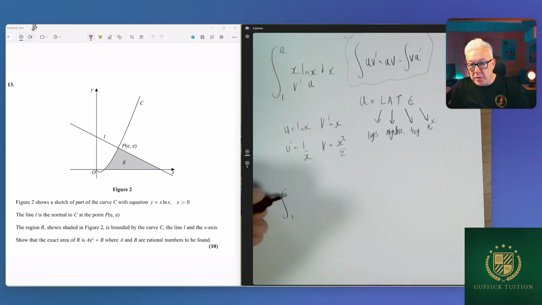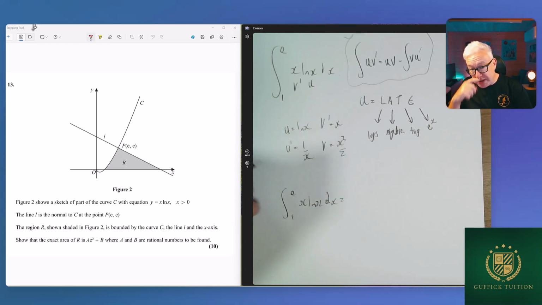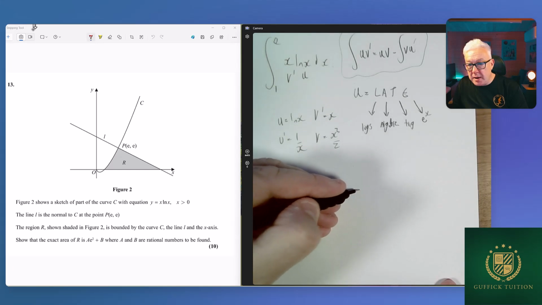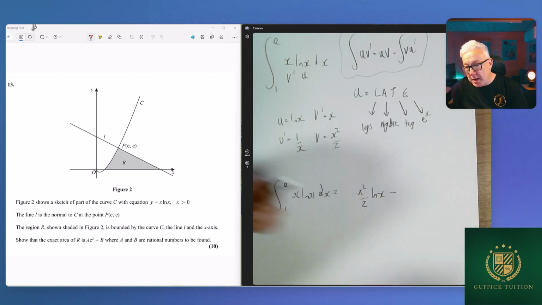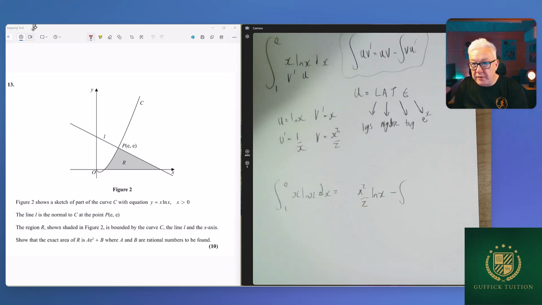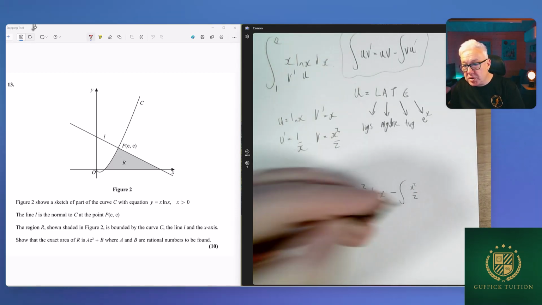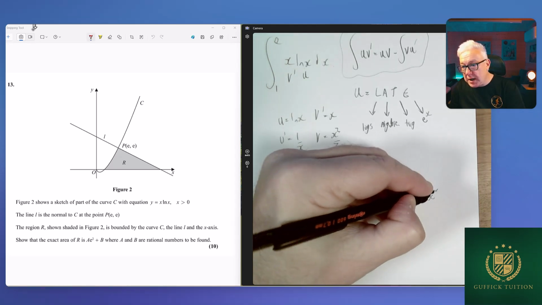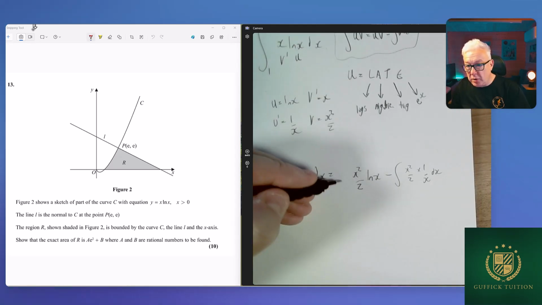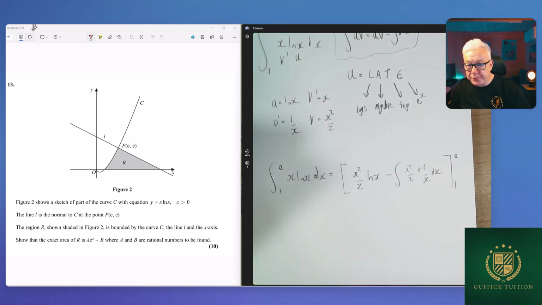So the integral between 1 and e of x ln x dx is going to equal u times v, which is going to be x squared over 2 times ln x, minus the integral of v u dashed, which is going to be x squared over 2 times u dashed, which is 1 over x dx, like so. And this whole thing, by the way, is going to be evaluated between e and 1.